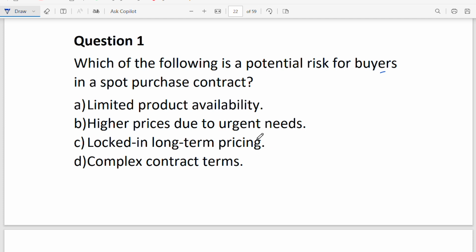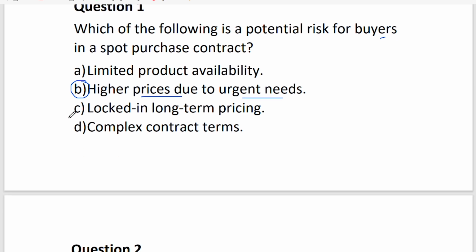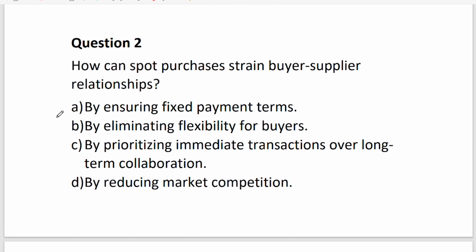The thing is, because the buyer seems to be urgently in need of these things, the supplier is going to take advantage and charge a higher price so that they can maximize, and therefore higher price due to urgent needs. Sometimes that doesn't happen. You're just saying, given the options here, that is the one that seems to be the one we go with. So how can spot purchases strain the buyer-supplier relationship?